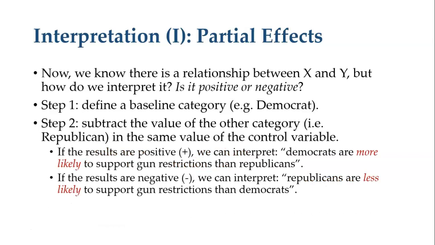Another way that you can read these results is, if the results are positive, you can say Democrats are more likely than Republicans to do something. And if the results are negative, you can say Republicans are less likely to support gun restrictions than Democrats. Okay, that's something very simple. It's about interpretation.